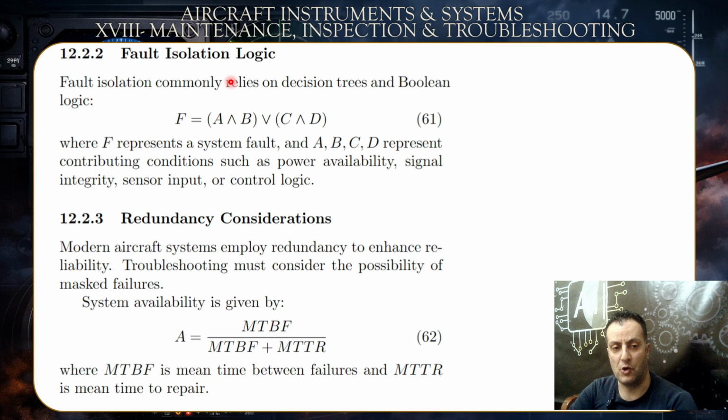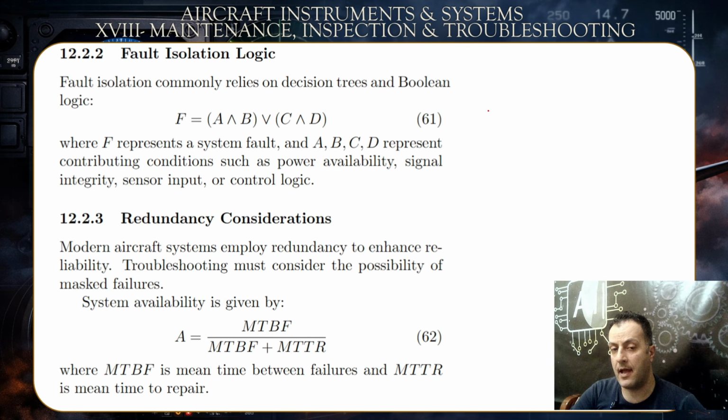Fault isolation logic. Fault isolation commonly relies on decision trees and Boolean logic in order to identify a system fault. So let's say F is the system fault. A, B, C, and D represent contributing conditions such as power availability, signal integrity, sensor input, or control logic. We need to understand the Boolean logic so that we can understand when a fault is validated and identified as being a legitimate fault, not a glitch within the system.